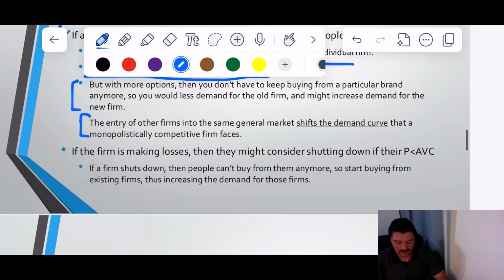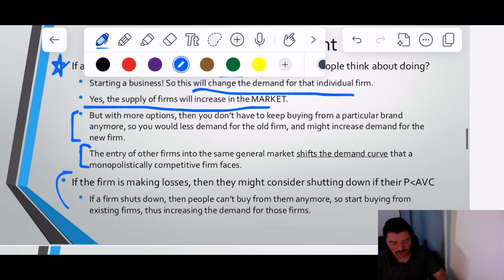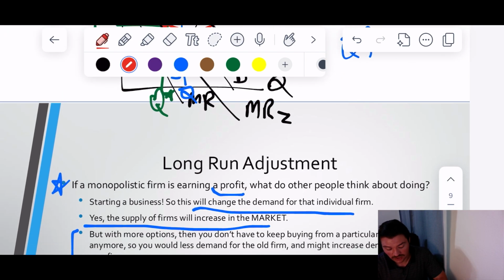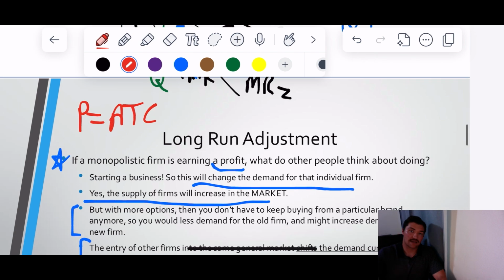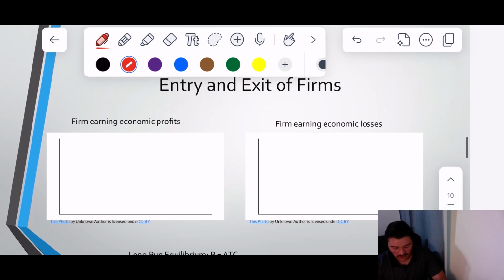The same way works if the firm is earning losses and they have their price below ATC, they would shut down. So if the mom and pop shops shut down, guess what you do? You go back to Starbucks. Less demand for the mom and pop shop and more demand for Starbucks. To where eventually we do have our long run adjustment, which ends up right back at price equals ATC. Anytime there's profits, firms enter. Anytime there's losses, firms exit, until eventually there's zero profits in the long run. So let me show you.